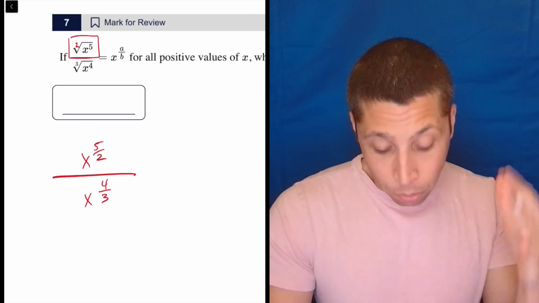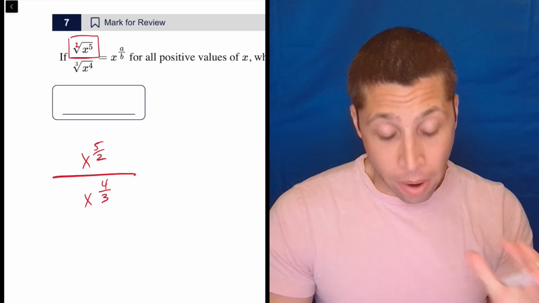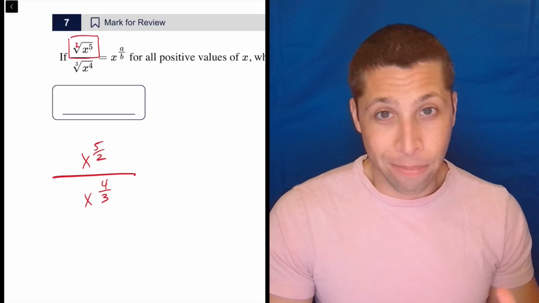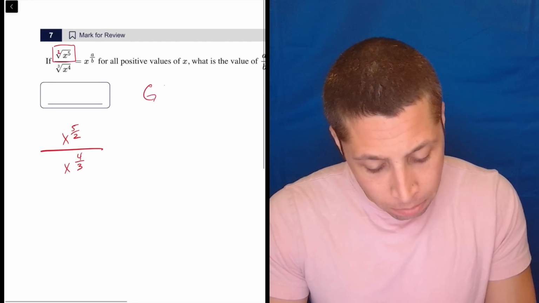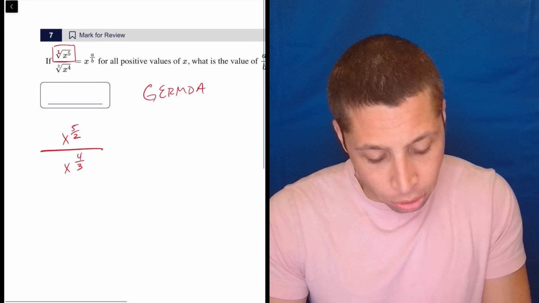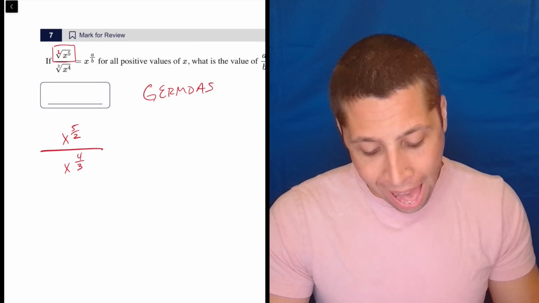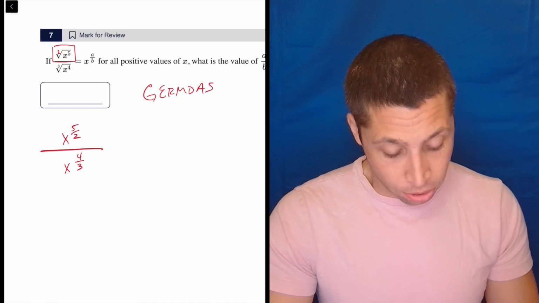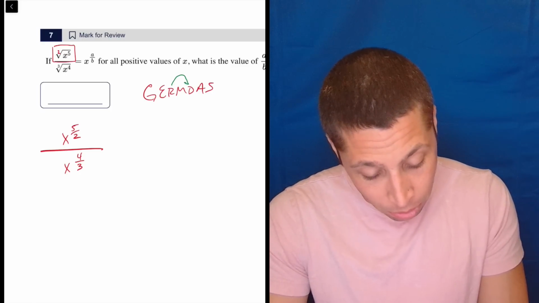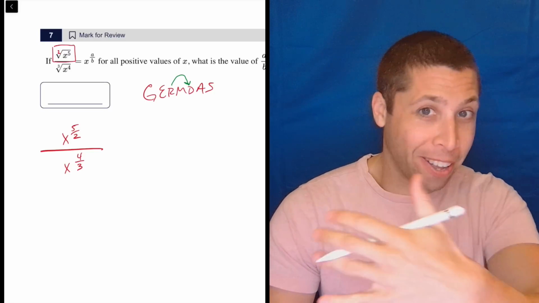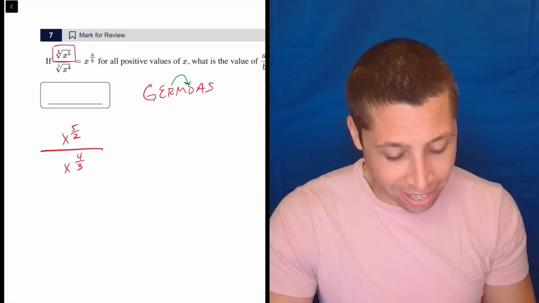So right away, now we're out of radicals, and that's where we want to be. Radicals, annoying to think about all the time. Now we can try to use our GermDAS strategy here to remember what to do when we have different kinds of things. We kind of just did it, right? We had radicals, and we kind of divided the two pieces. So that kind of works there.